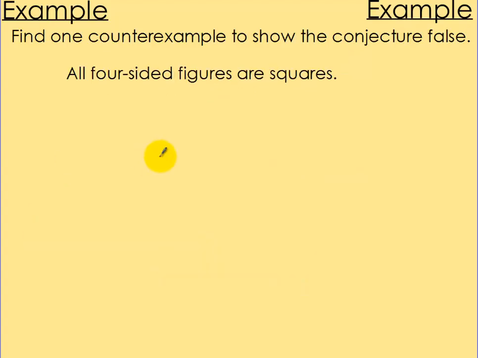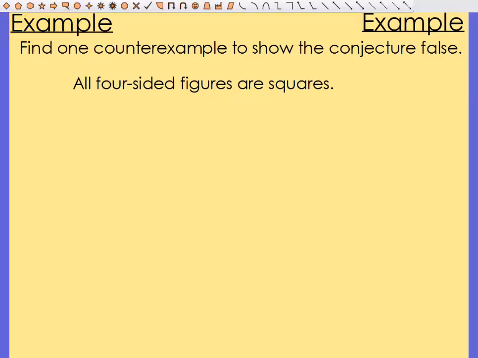Another example. Pause the video. All right, find one counterexample to show the conjecture is false: all four-sided figures are squares. Whoa. Well, that doesn't have to be true at all, because it just says four-sided. Four sides means a closed figure with four sides. I can just do four random sides: there's one, two, three, and four. That's definitely not a square, but it's four-sided.